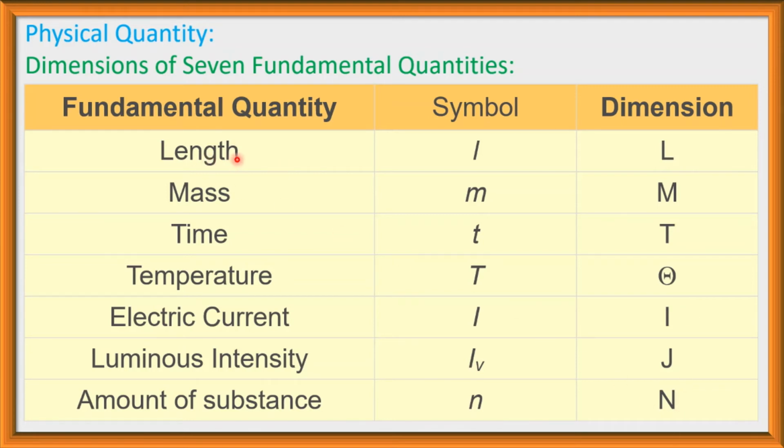The dimension of length is capital L, dimension of mass is capital M, dimension of time is capital T, dimension of temperature is capital theta, dimension of electric current is I, dimension of luminous intensity is J, and dimension of amount of substance is capital N. So these are the 7 fundamental dimensions.